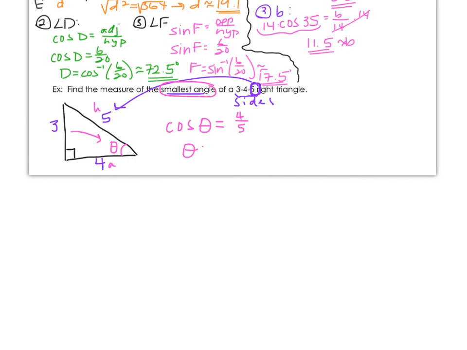To get theta by itself, let's take cosine inverse. Type that into your calculator, and you should get the smallest angle in that triangle to have a value of 36.9 degrees. We're going to take a break for a moment and then dive into the rest of these application problems.